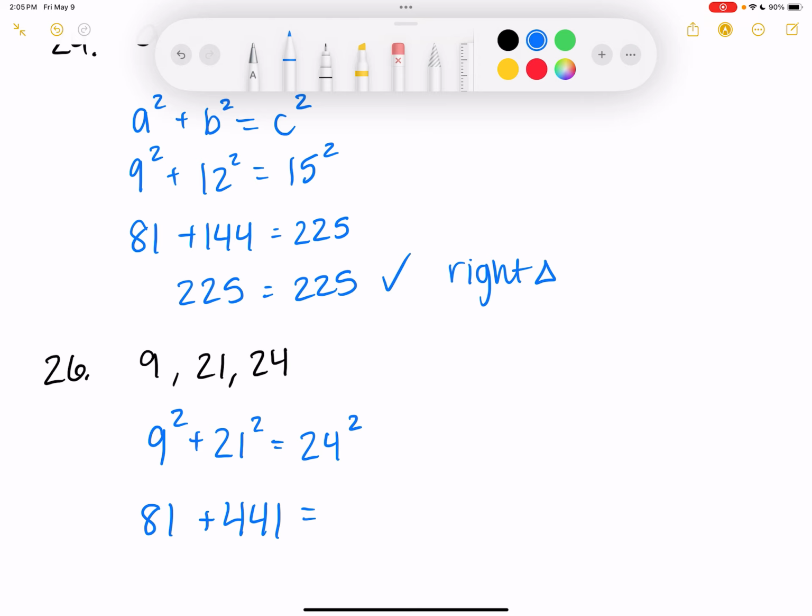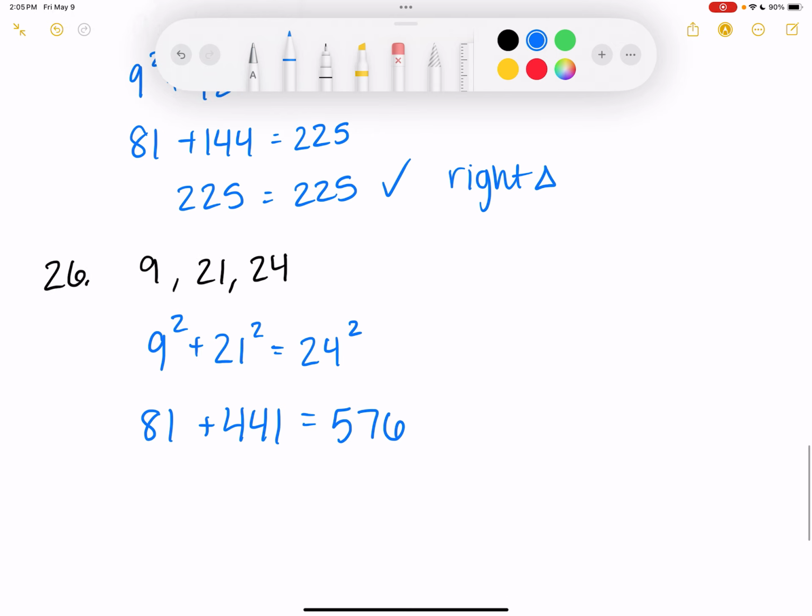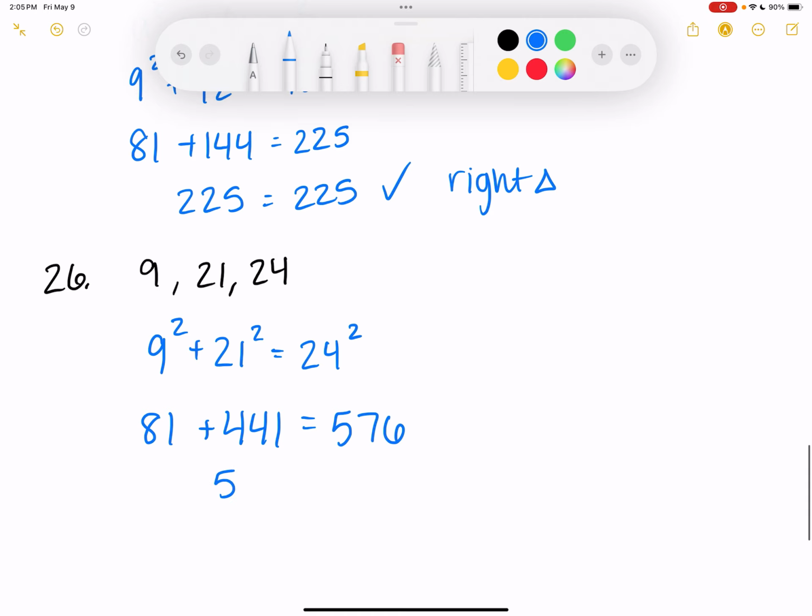We've already done this one once today in our problems. Well, we did the reverse of it. 576. So now 441 plus 81 is 522. Does it equal 576? No. They do not equal each other, so this is not a right triangle.